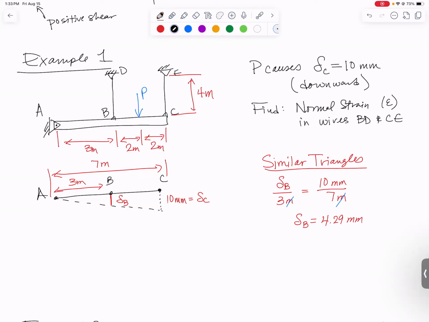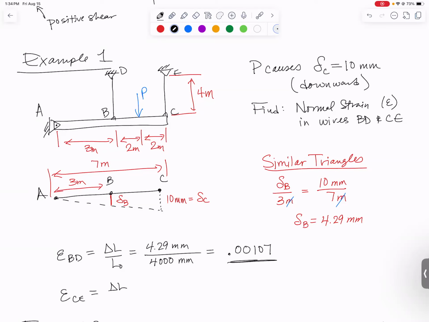So now let's go find those strains. We know the strain in BD is going to be the change in length divided by the original length. Change in length is just that 4.29 millimeters that I just found. And the original length, now I'm going to have to put this in millimeters. Original length was 4 meters. So divide by 4 meters, well, in millimeters, that would be 4,000 millimeters. And we should get a small number. We do. We get 0.00107.